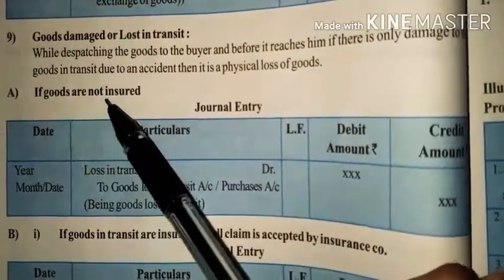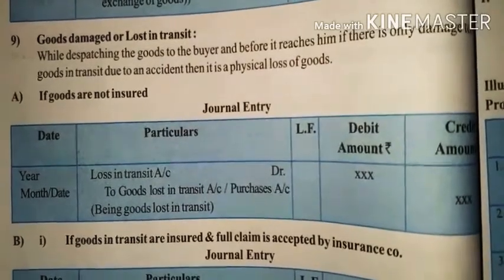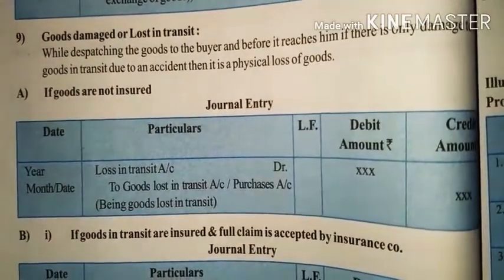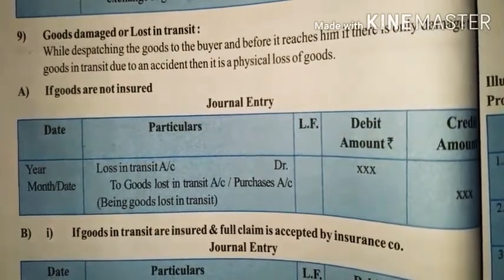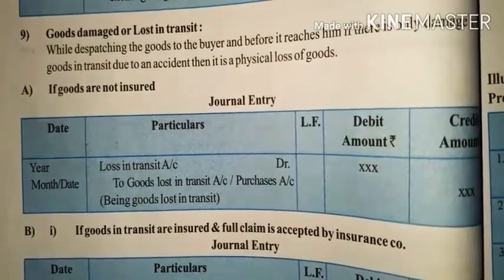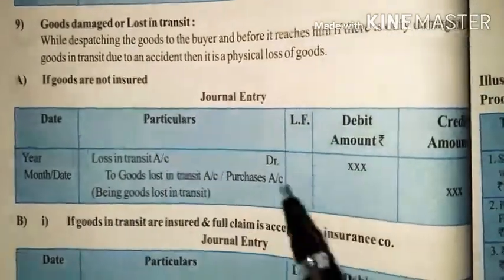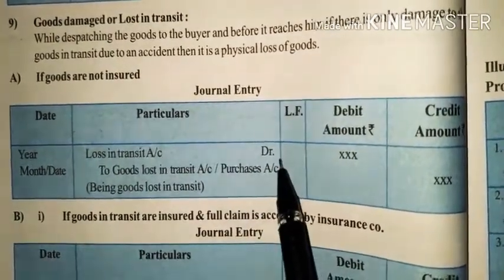If goods are not insured. Here the goods that are going to be dispatched to the buyer are not insured, that is, not covered by insurance. That is called if goods are not insured. Let's see the journal entry. Loss in transit account debit.